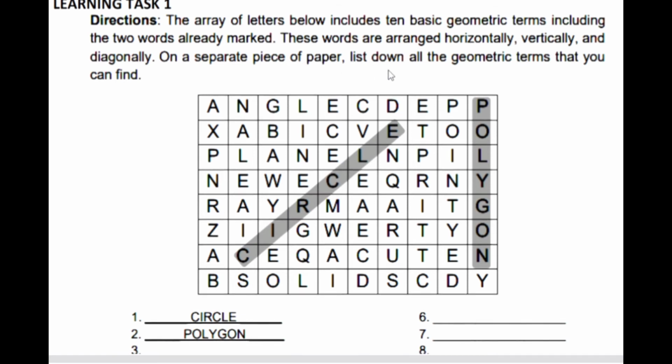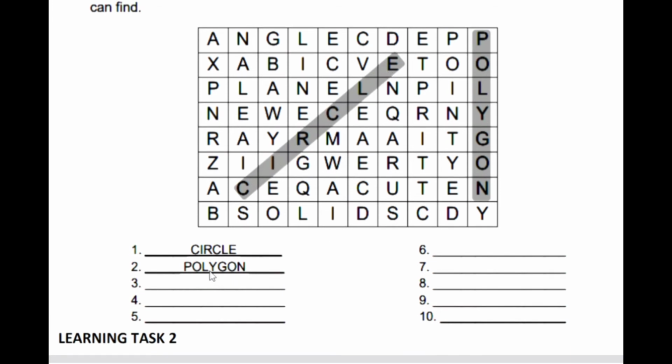Okay, so for your learning task, the first one, we have this array of letters below that includes 10 basic geometric terms, including the two words already marked. So meron na tayong two examples. We have the circle and polygon. These words are arranged horizontally, vertically, and diagonally. On a separate piece of paper, list down all geometric terms that you can find. So meron pa kayong 8 words na makikita dito sa mga letters na ito.